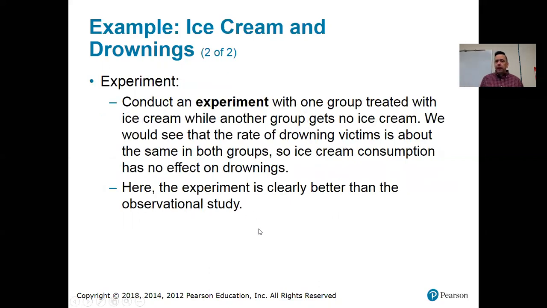Okay, so let's say that I was doing an experiment to see if ice cream sales cause drownings. One group is treated with ice cream while the other group gets no ice cream. We would see that the rate of drowning victims is about the same in both groups. The point they're trying to make is that an experiment for this situation is a lot better than an observational study. Okay.